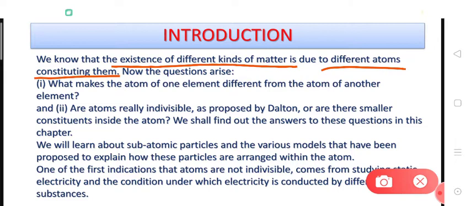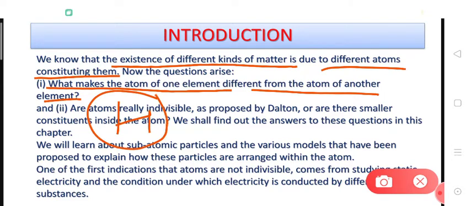So there is a question: what is the basic difference between the atoms of one element and the atom of another element? What makes the atom of one element different from the atom of another element? For example, what is the difference in the structure of a hydrogen atom and the structure of a chlorine atom?